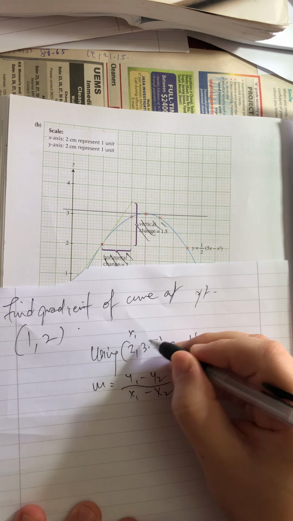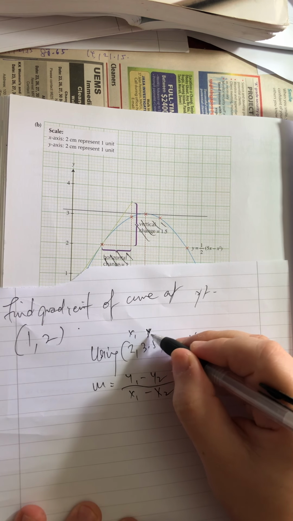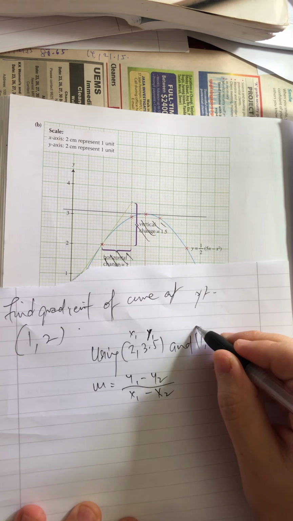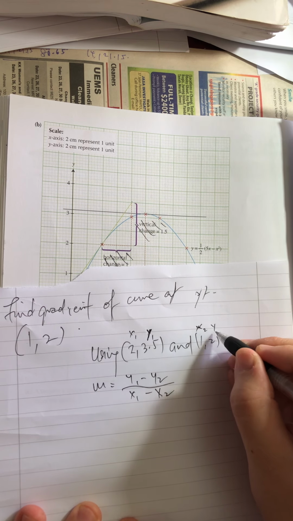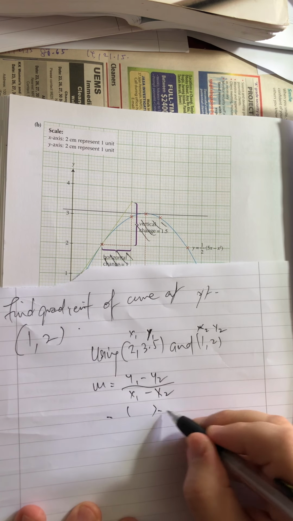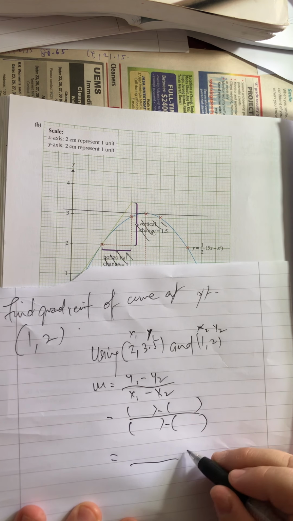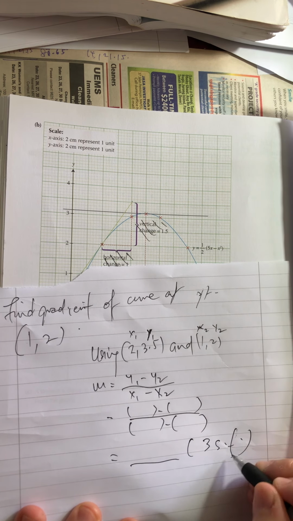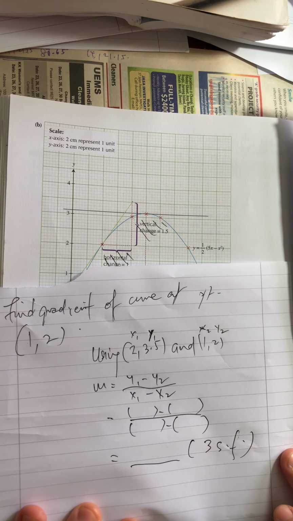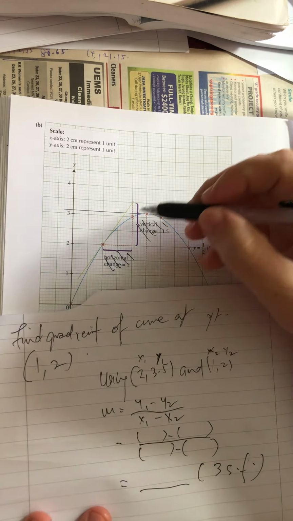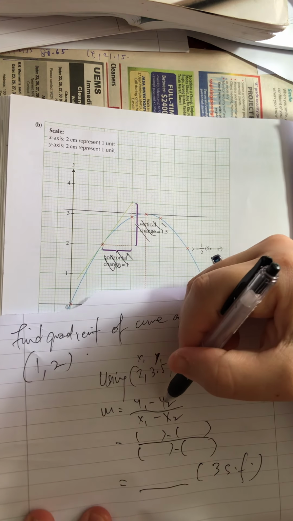Okay, if this is 0.1, then this will be x1, y1. If this is 0.2, then this will be x2, y2. Then you can just calculate your gradient to be whatever it is. Okay, most of the time you have to round off to 3SF. Now this is by right the correct way to do it.